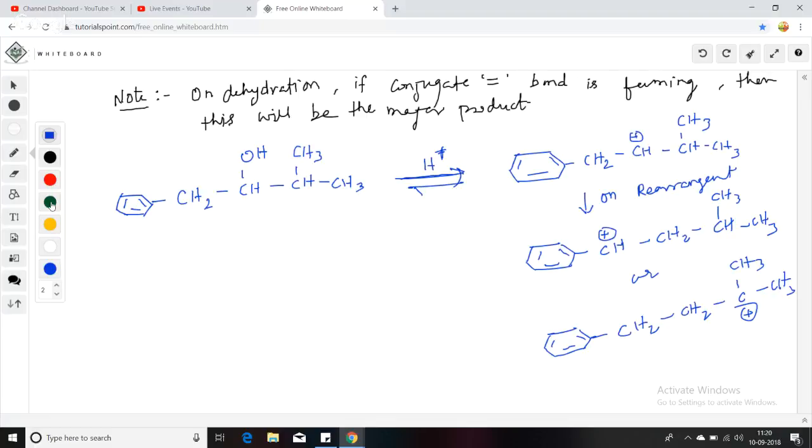So the point here is what? Obviously, this carbocation is a 2-degree carbocation, right? This one is a benzyl carbocation, and this one is a 3-degree carbocation. And we know the benzyl carbocation is the most stable carbocation of all these three. The final product that we get is according to this only. Okay, the final product will be this.